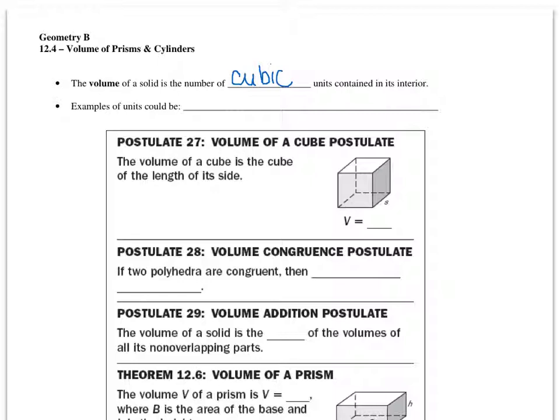So our first volume postulate is the volume of a cube postulate. So the volume of a cube is just my side length cubed to the third power. Postulate 28, the volume congruence postulate, says if two polyhedra are congruent, then they have the same volume, which makes sense.